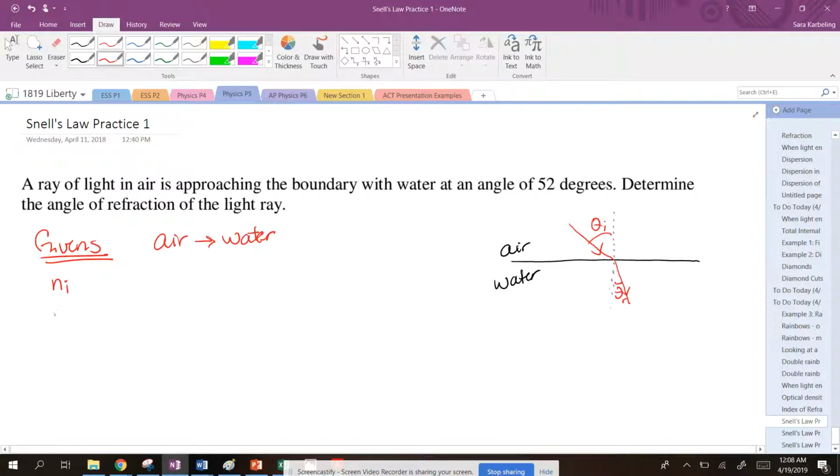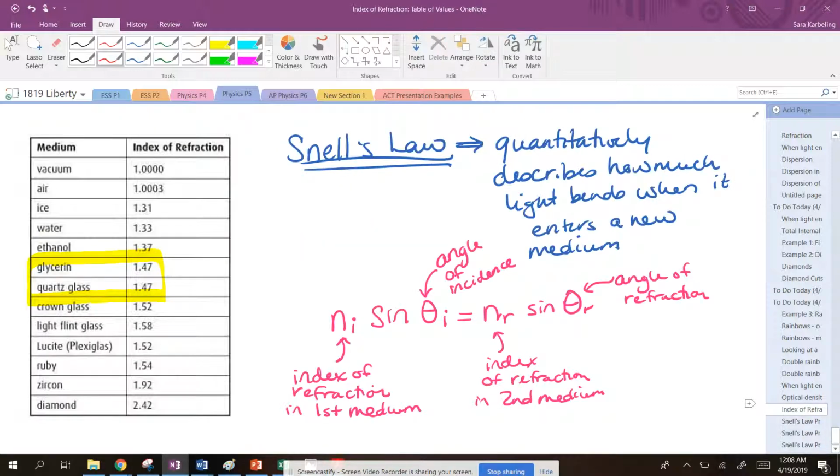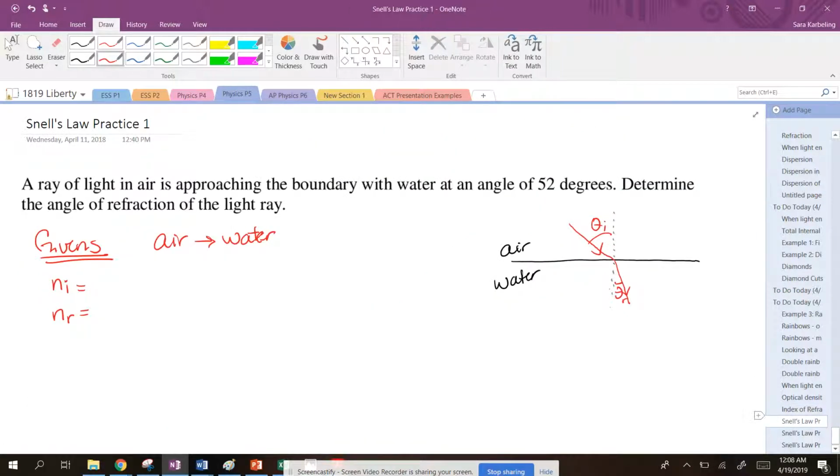So Ni and Nr. There is a chart in your book that has the indices of refraction. I've also got them here in my notes. So we're going to go ahead and take a look. Air has an index of refraction of 1.0003. That's pretty darn close to 1, and for all of our purposes, we're just going to call it 1. The second one right here is water, which is 1.33. So I'm going to write those down. Ni is 1.00, pretty darn close to a vacuum, and then Nr is going to be 1.33. That's the index of refraction of water.